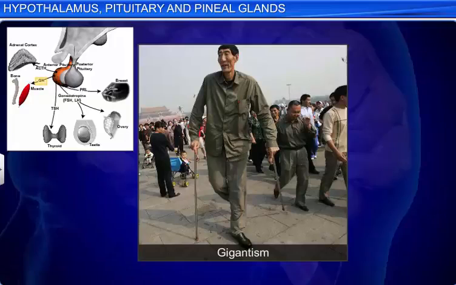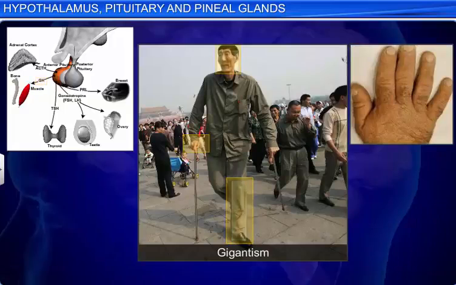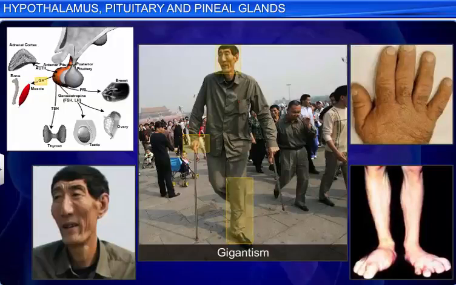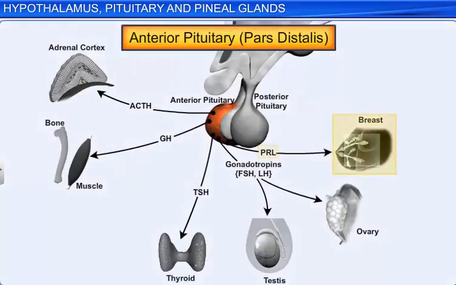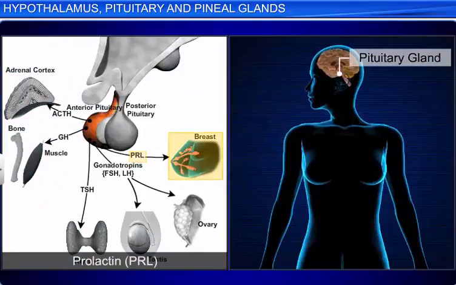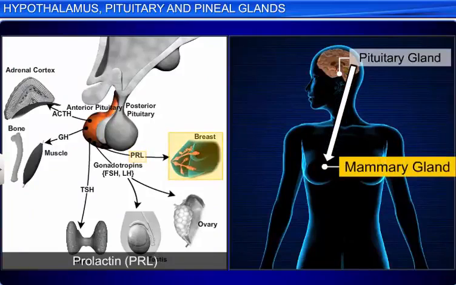Such people grow very tall, but their body proportions are about normal. Hypersecretion of the growth hormone causes acromegaly in adults. This condition is characterized by the abnormal growth of the hands, feet and face, especially of the lower jaw. Prolactin is known as the maternity hormone because it stimulates the development of the mammary glands during pregnancy and lactation after childbirth.